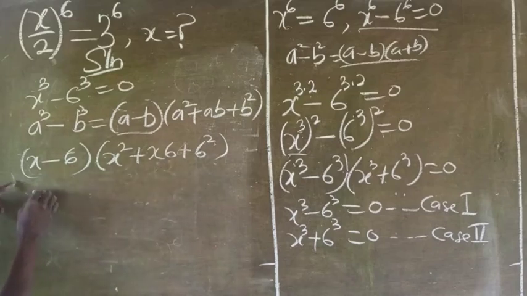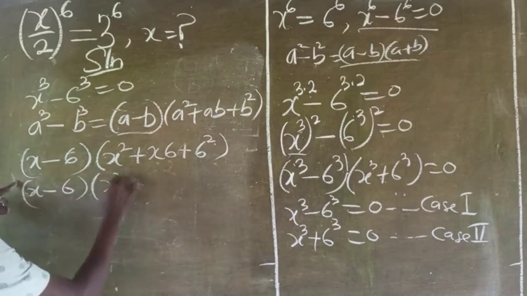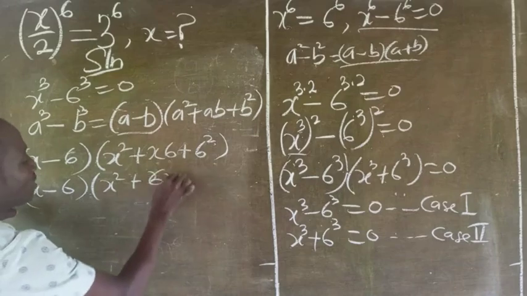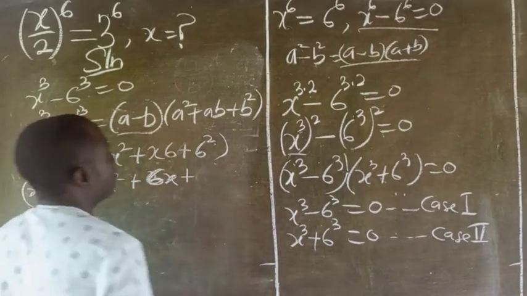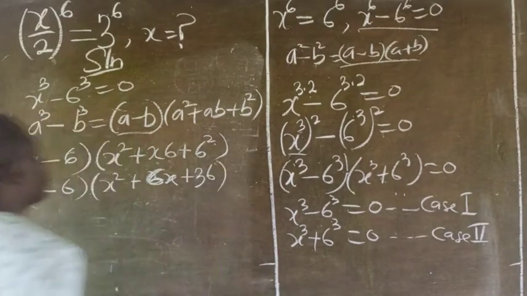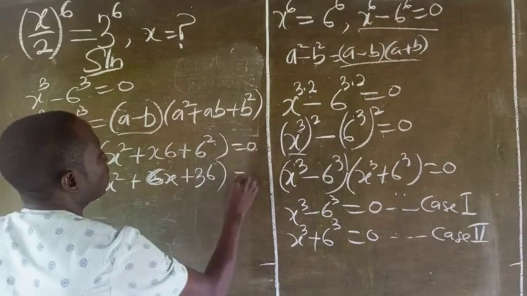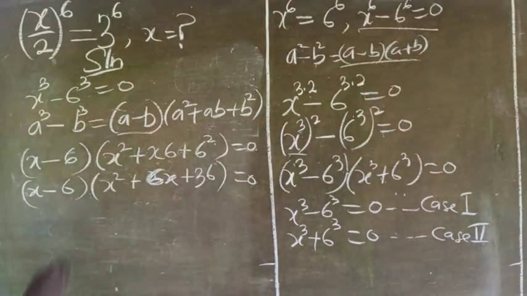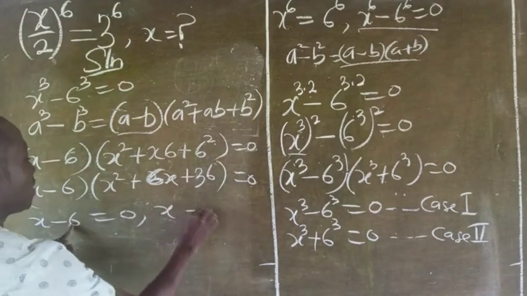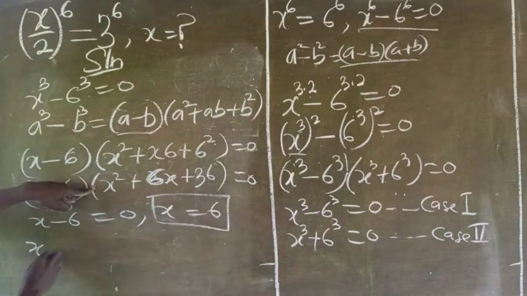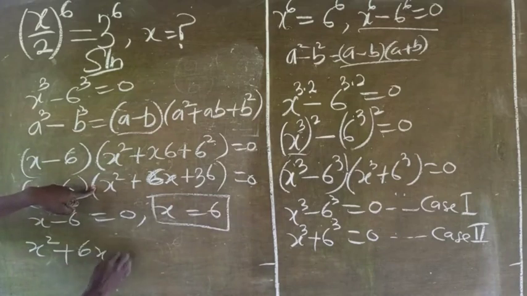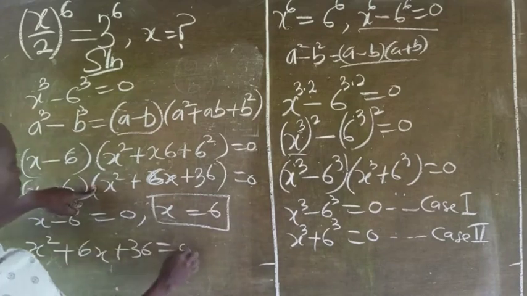So this becomes s minus 6 times s squared plus 6s plus 36, since 6 times 6 is 36, equal to 0. So it's either s minus 6 equals 0, and from here s is equal to 6, one of our solutions, or s squared plus 6s plus 36 equals 0.